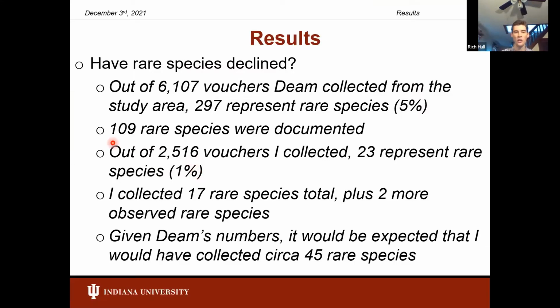So Deam collected 109 rare species total, and I collected about 17 rare species total. Given Deam's number, again, extrapolating here roughly, I should have collected around 45 rare species. But again, I was collecting a lot of common species, trying to get them out of the way for the next 2 field seasons, so there's a bias there. And it'll be really interesting to see how these numbers change in the next 2 years.